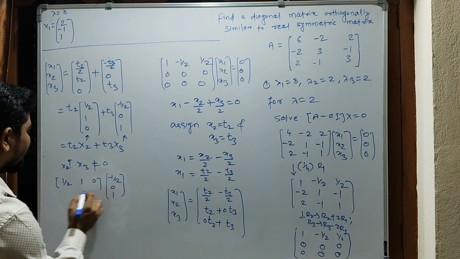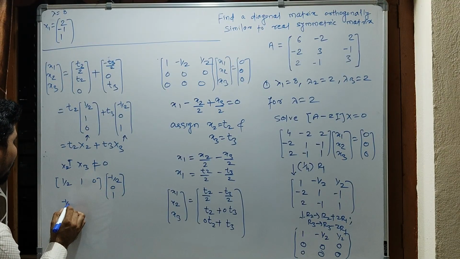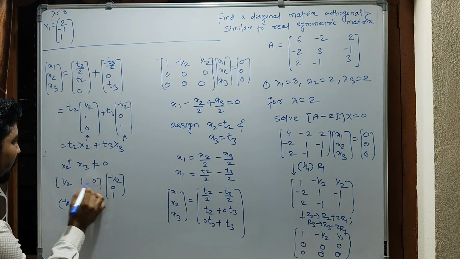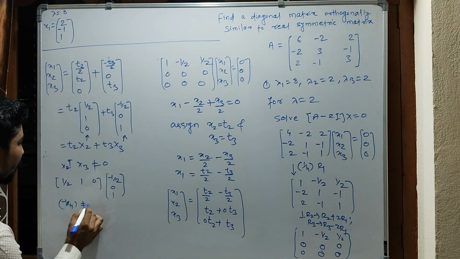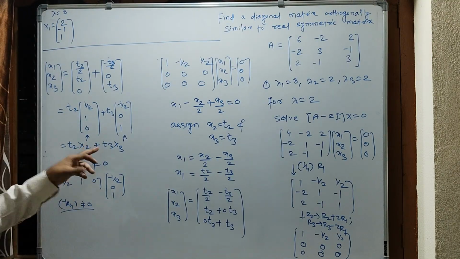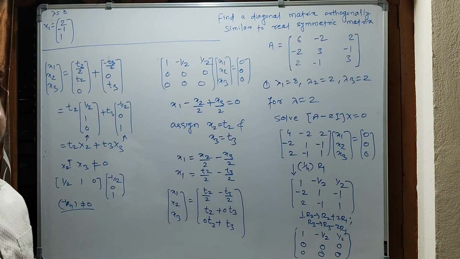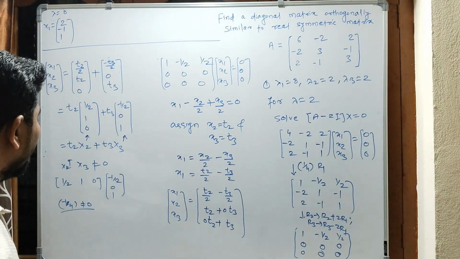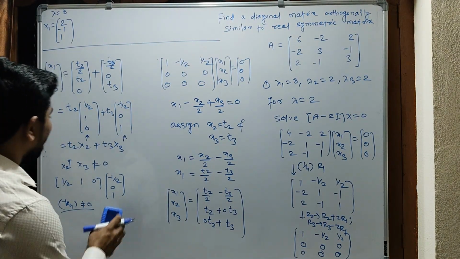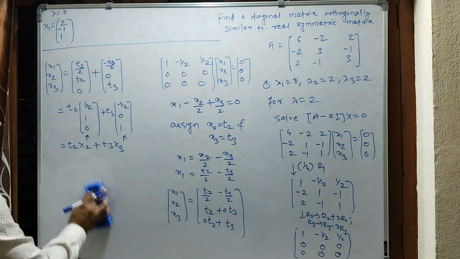Why? Here, this is equal to this minus 1 by 4. So this is 0, which is not equal to 0. Since x2 and x3 are not mutually orthogonal, that's why we have to choose one eigenvector, let's say x3.